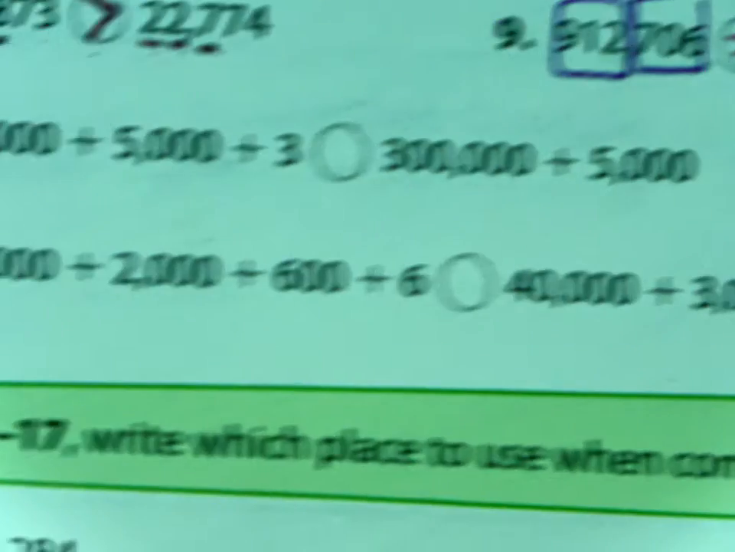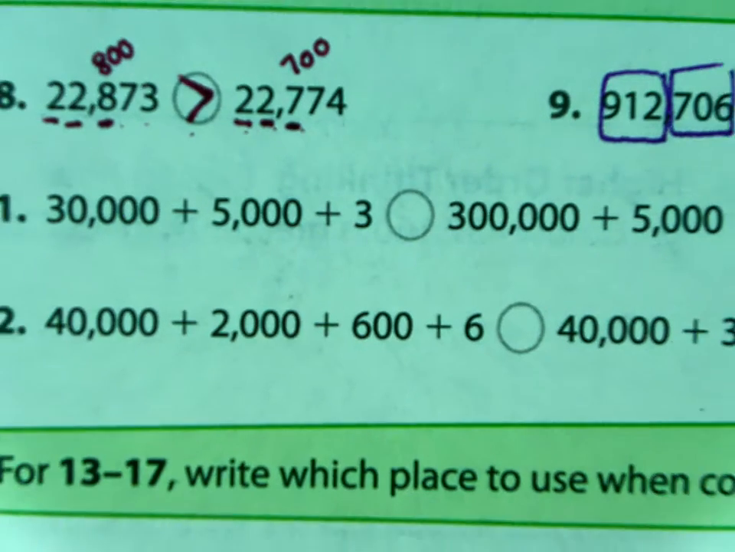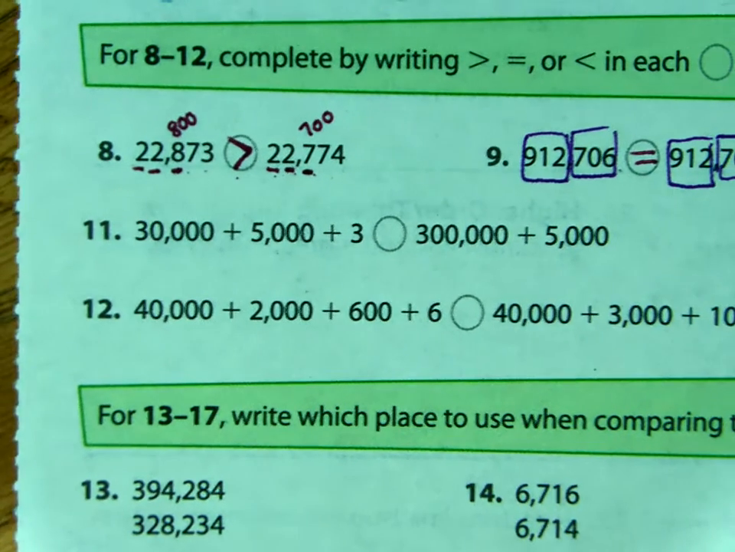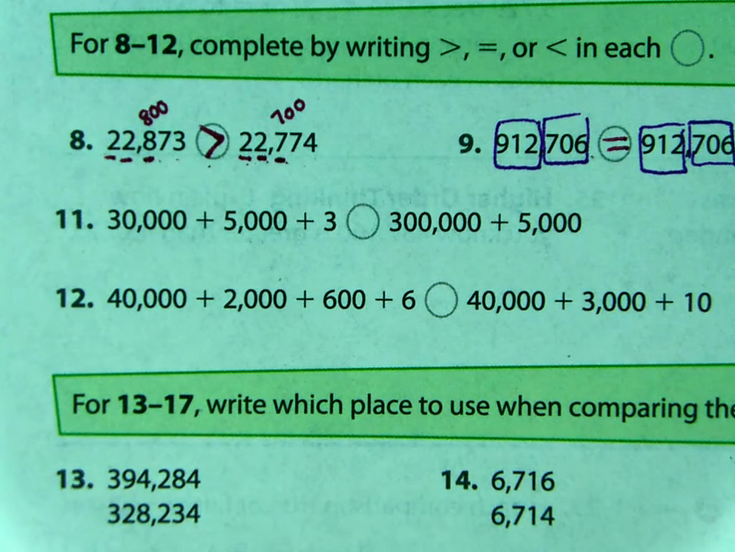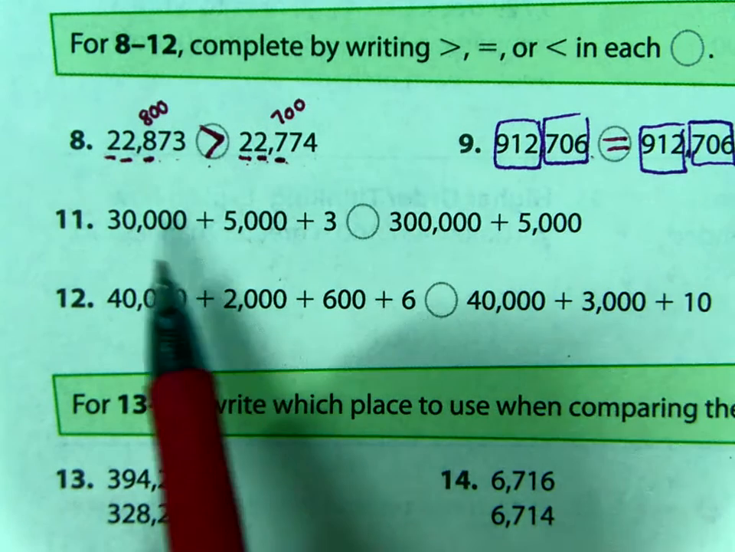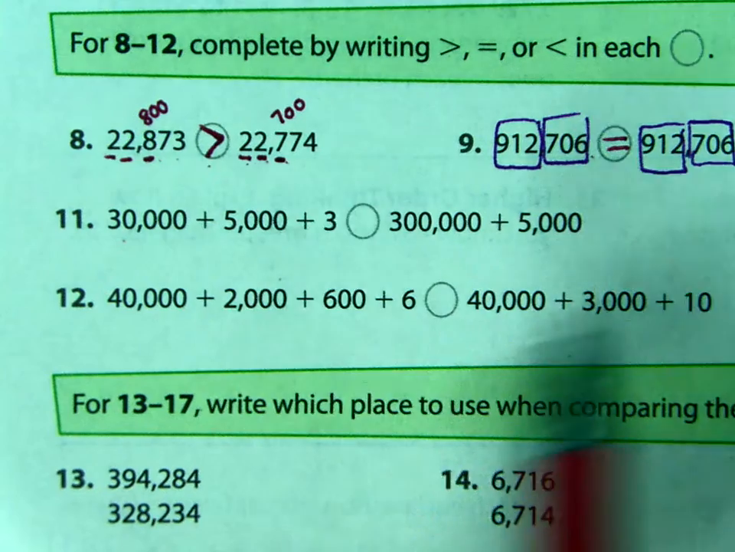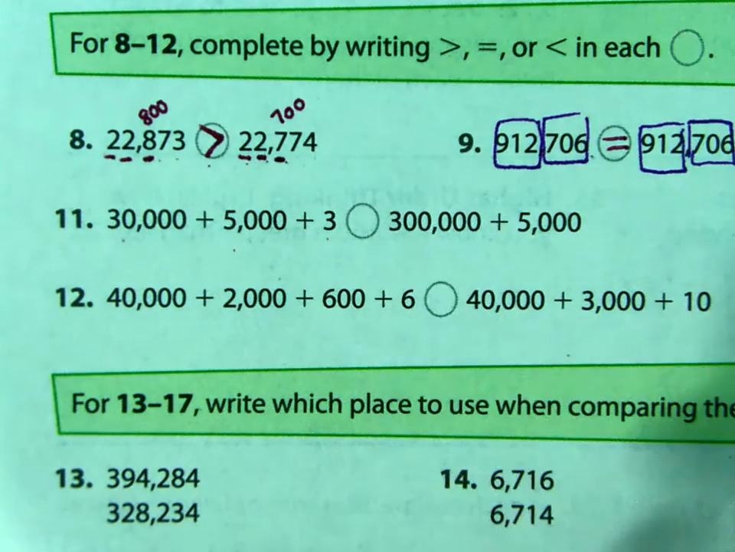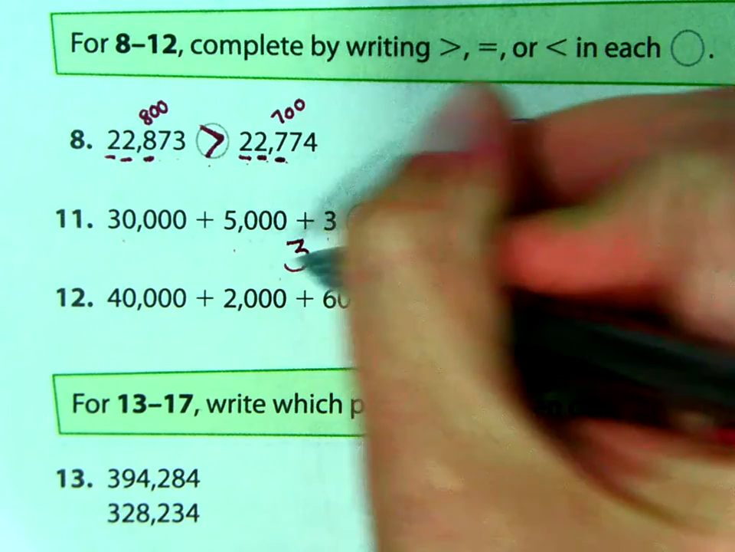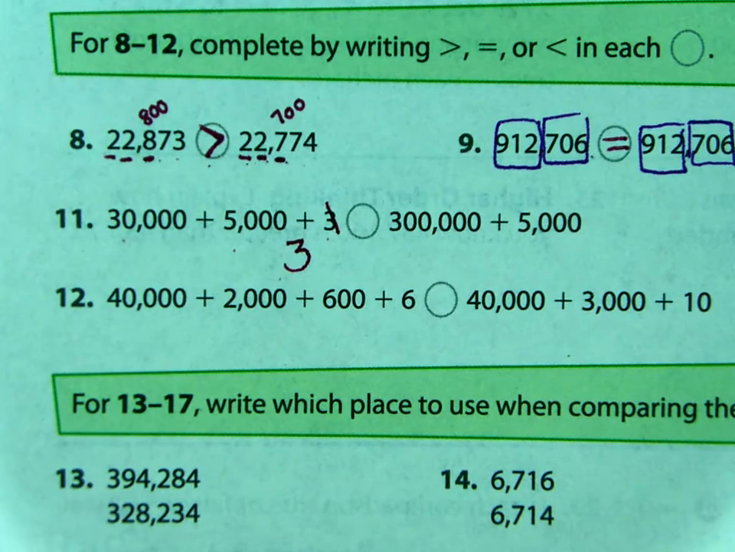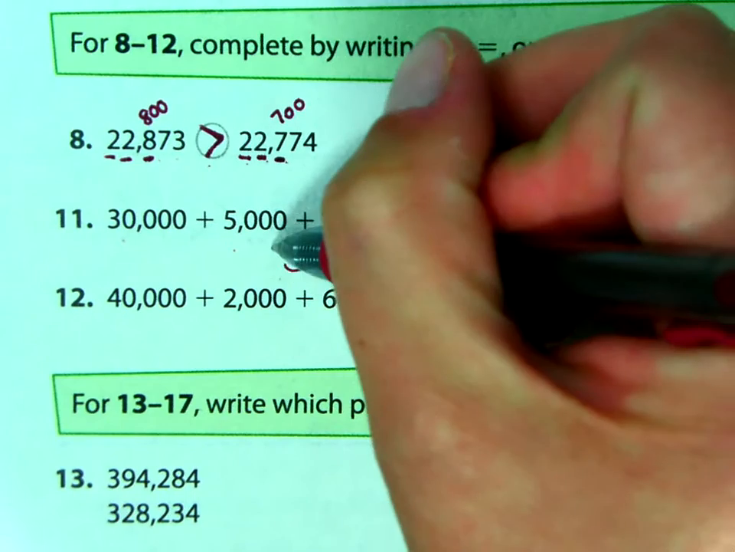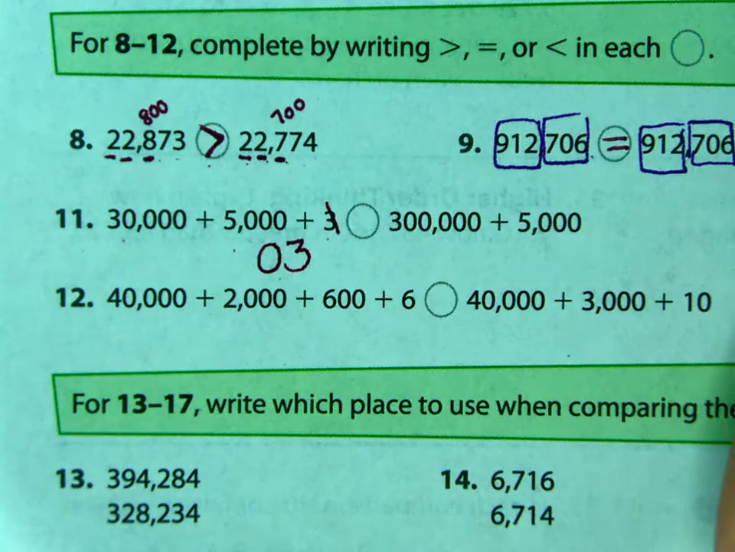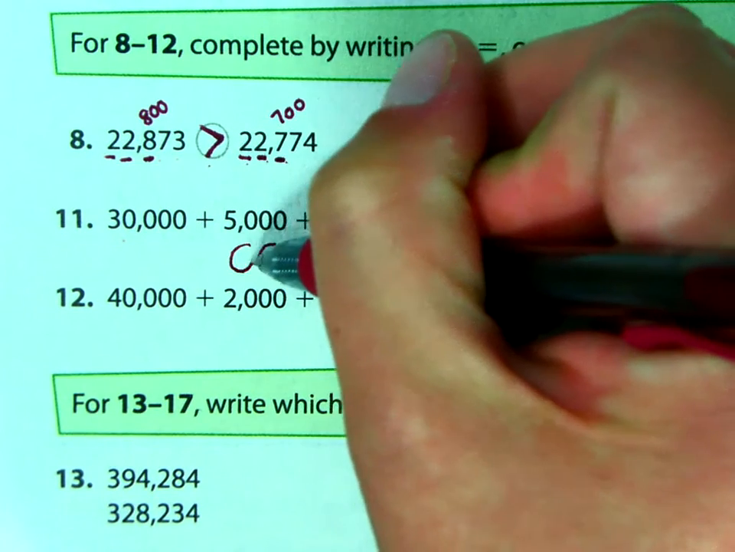Number 11. So we have one added step in question 11 and 12. They've given you this number in expanded form, and you have to put that back in standard form first. So it's kind of stretched out, and we've got to smush it back together first. So let's write this in standard form. 30,000, 5,000, 3. Well, I have a number in the ones place. I do not have any numbers in the tens place, so I'm going to have to put a 0 there. I do not have any hundreds, so that's going to be a 0 as well.